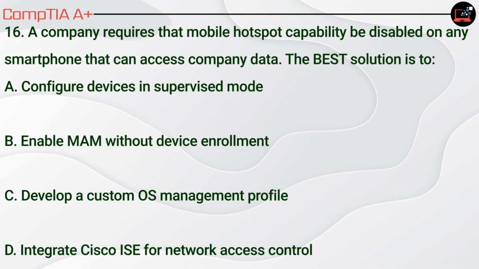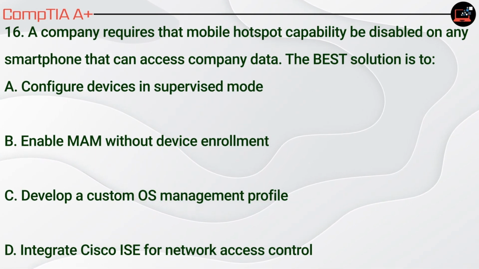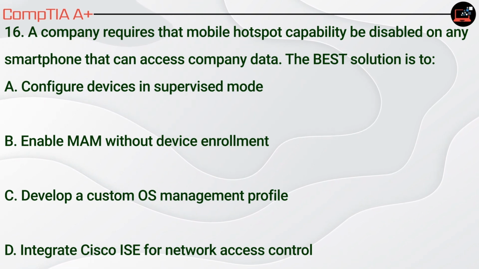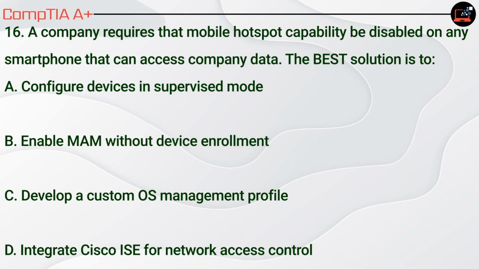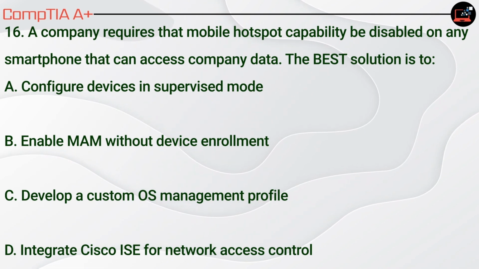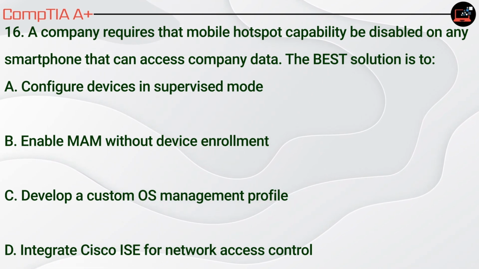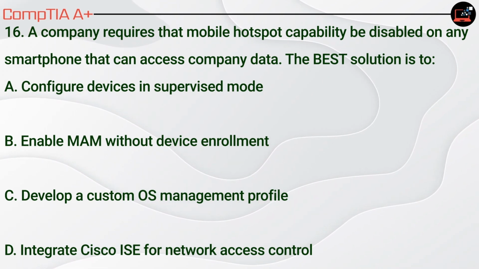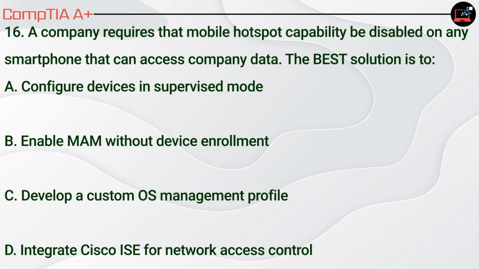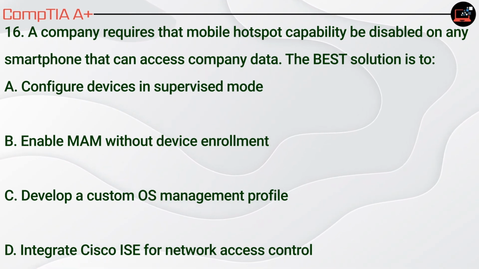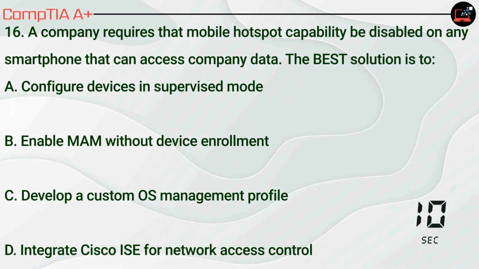16. A company requires that mobile hotspot capability be disabled on any smartphone that can access company data. The best solution is to: A. Configure devices in supervised mode. B. Enable MAM without device enrollment. C. Develop a custom OS management profile. D. Integrate Cisco ISE for network access control.